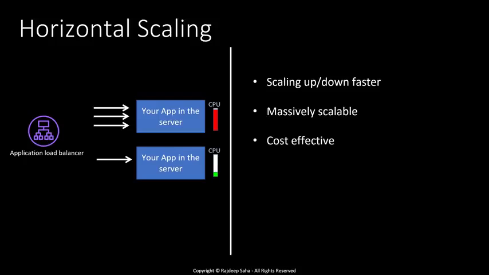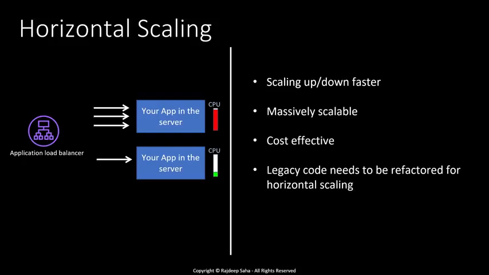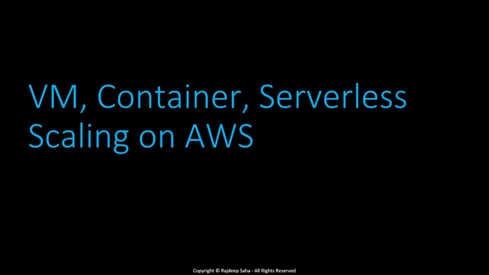Horizontal scaling is also cost-effective because you do not need to keep on moving to more expensive and more powerful servers. Instead, you are just spinning up similar sized servers, and if the traffic goes down, you will simply kill the newly provisioned servers. One thing to keep in mind for horizontal scaling is that legacy code needs to be refactored for horizontal scaling. If you try to scale your massive monolith with horizontal scaling, you end up paying more and it is not effective. Alright, see you in the next lecture.